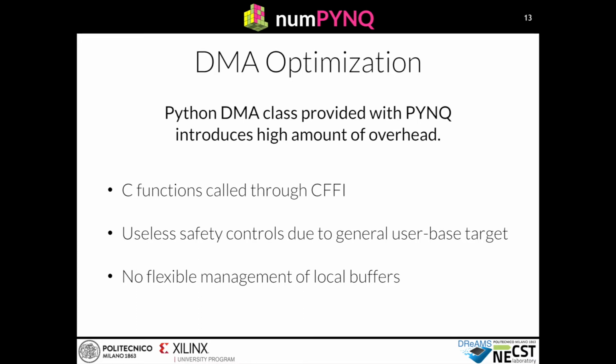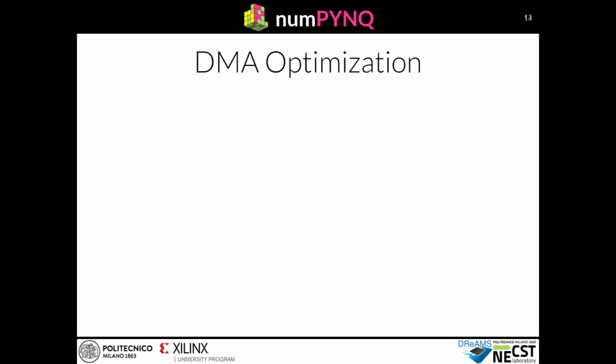To further increase the performance of our accelerated versions, we decided to re-engineer the DMA Python class. As a matter of fact, the class provided with PYNQ introduces an overhead due both to the calls made to C functions through CFFI and to a series of useless safety controls due to the general user-based target of this class. Moreover, no flexible management of the local buffers was provided.